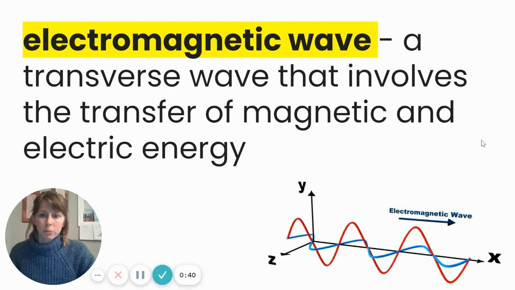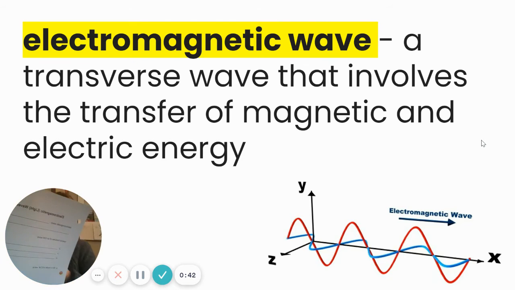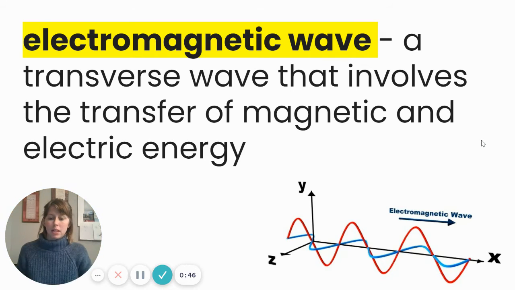So what is an electromagnetic wave? You have your notes. We are right here. You should highlight this, and you can pause the video to copy this down. An electromagnetic wave is a transverse wave. So those are the ones that go up and down or back and forth, not like a longitudinal back and forth. It involves a transfer of magnetic and electrical energy.